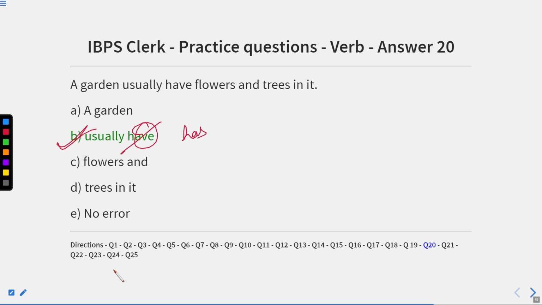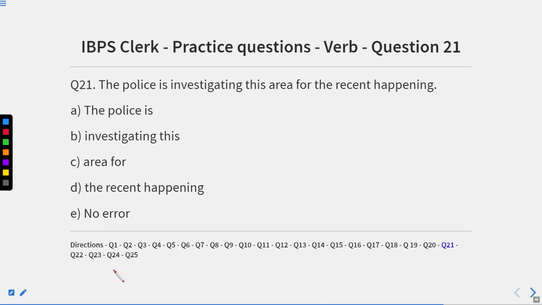Now let us move to the next one. That is question number 21. The police is investigating this area for the recent happening. Whenever we have the word police, police is always considered plural. First of all, listen to me very carefully. Police is always considered plural, not singular, because this is not a collective noun. This is a common plural noun.